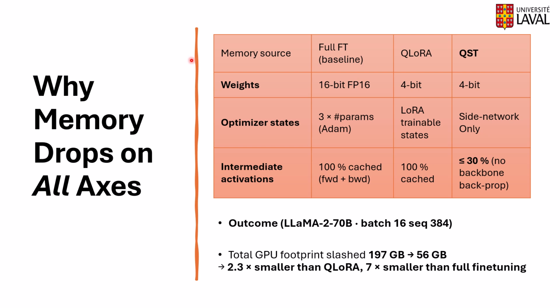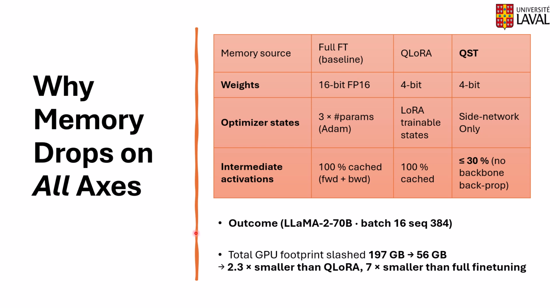This table highlights why quantized side tuning achieves such a dramatic memory reduction compared to full fine-tuning and QLoRA. First, weights are compressed from 16-bit to 4-bit, just like QLoRA. Second, optimizer states are only maintained for the small side network, whereas in full fine-tuning, optimizers store 3 copies of the full parameter set. Third, and most importantly, intermediate activations are not cached for the frozen backbone. Instead, only the side network activations are saved, which reduces activation memory down to about 30%.